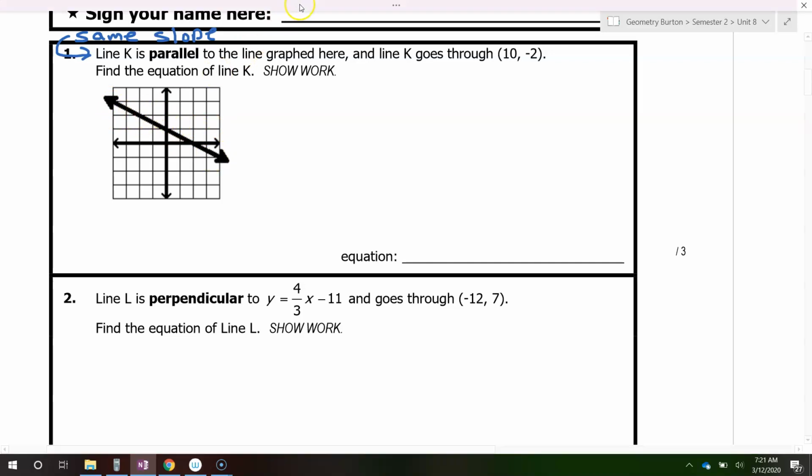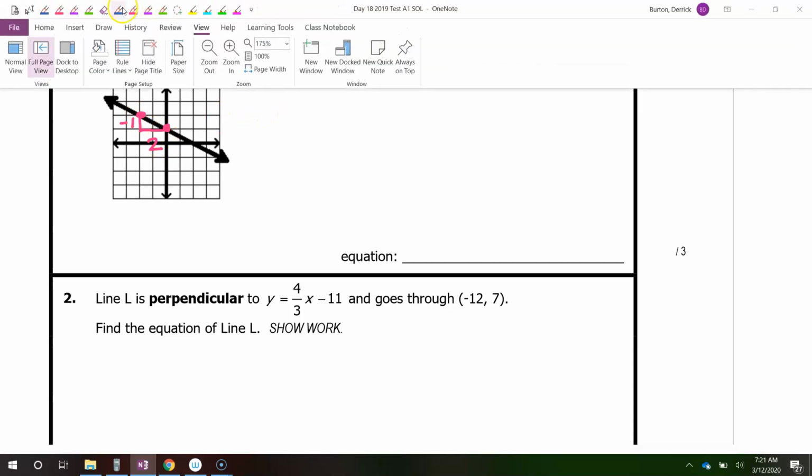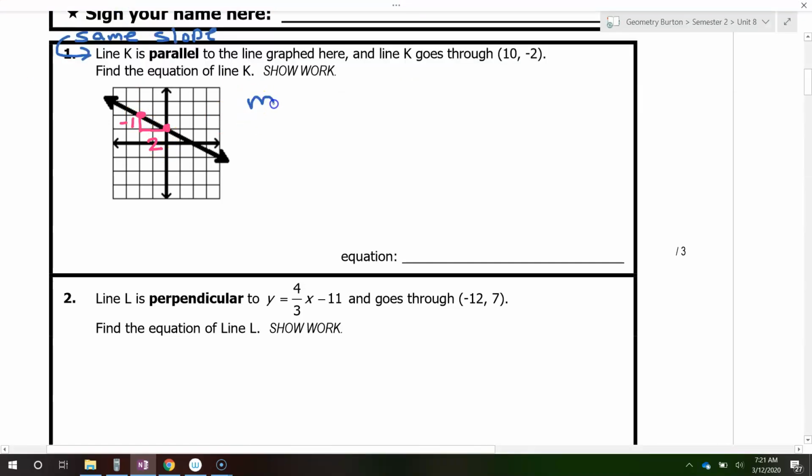So slope is rise over run. As I pick a couple of points that are on the graph, I see I'm going down 1, right 2. That's -1, +2. That's my slope, rise over run. So the slope is -1/2. Next, I need to find the y-intercept.